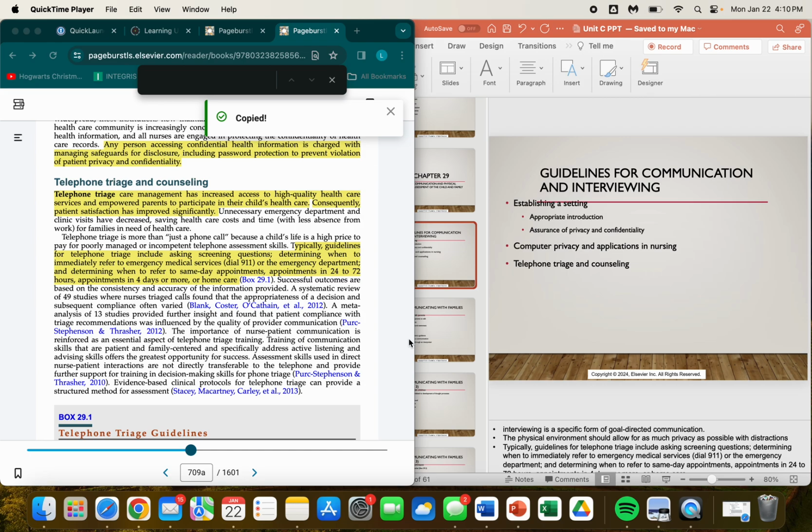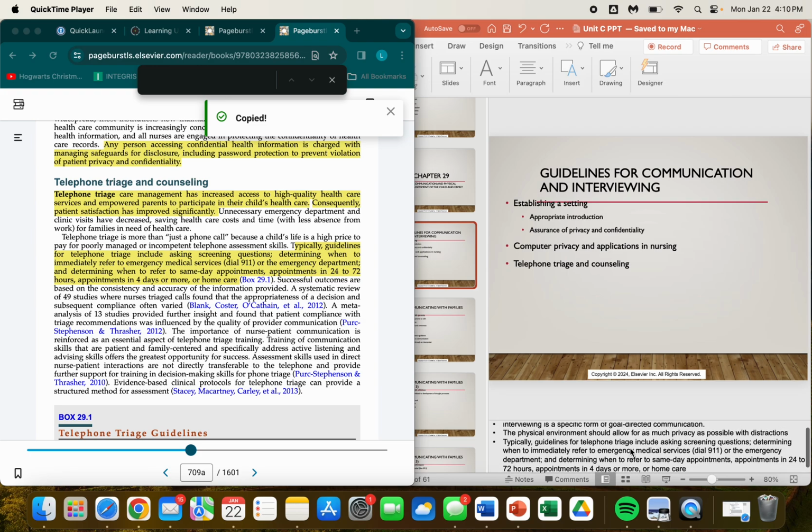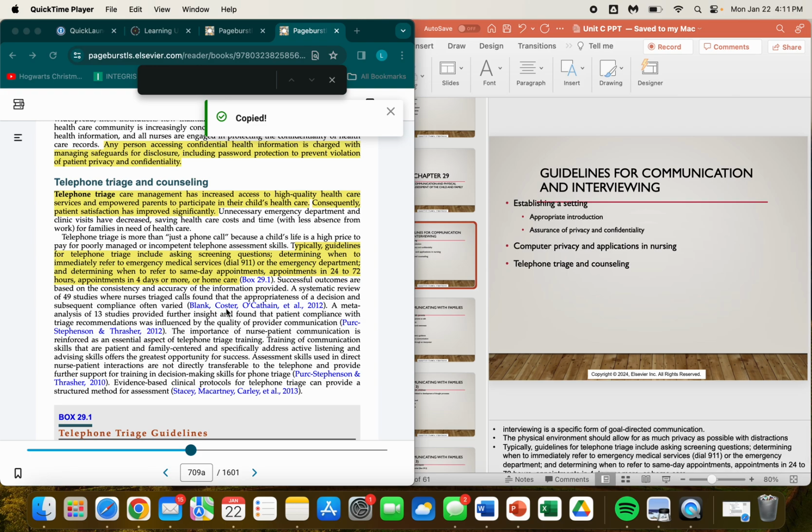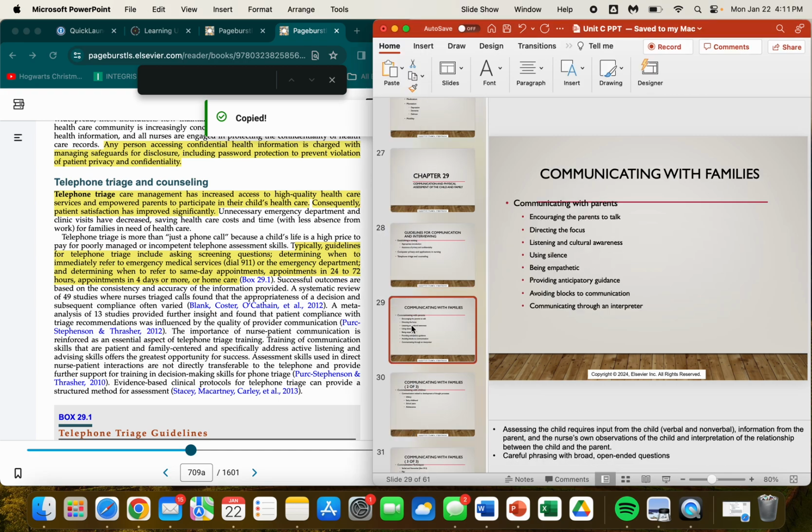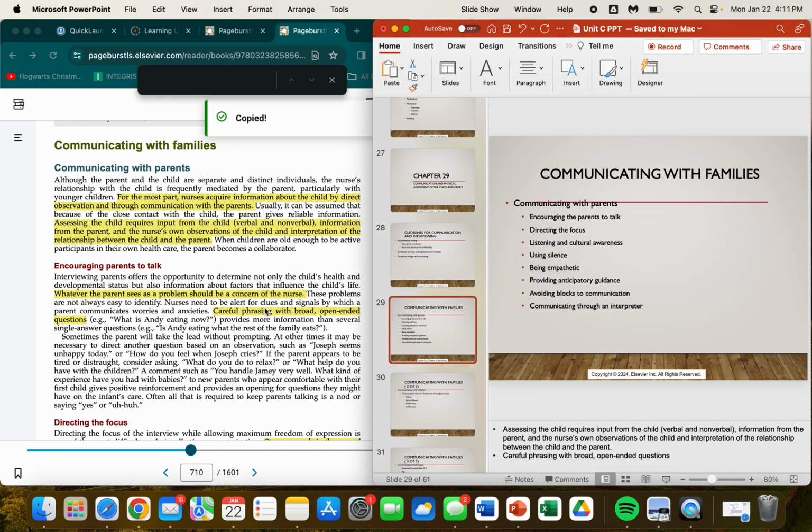All of those things are appropriate things to do as far as telephone triage. And that's kind of the whole point of telephone triage, is basically an interview over the phone with the patient, with the family and the patient, to determine the acuteness of the situation. And the whole purpose of that is screening questions and then how to determine the level of care that patient needs.